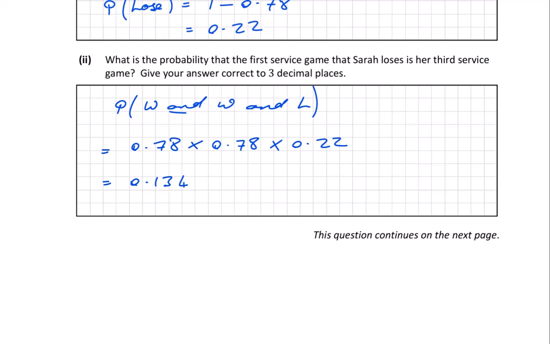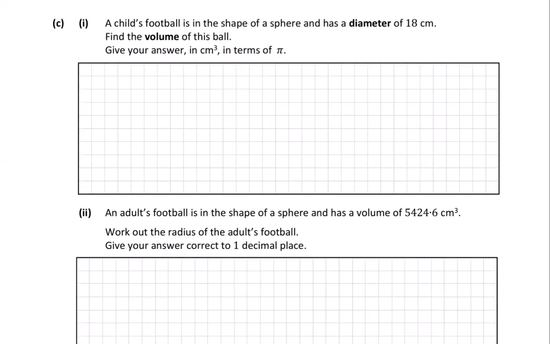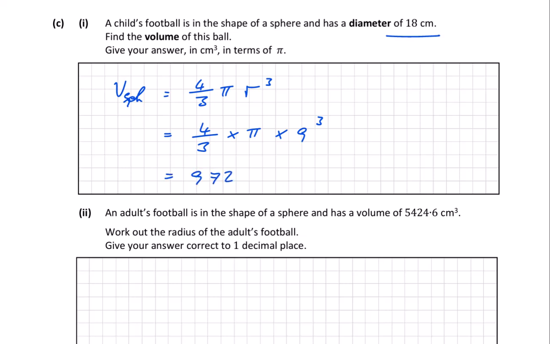A child's football is in the shape of a sphere and has diameter 18 centimeters. Find the volume of this ball. Okay, so the volume of a sphere is 4 over 3 pi r cubed. We've got to give our answer in terms of pi. So it's 4 over 3 times pi times the diameter is 18, so the radius must be half that, which is 9. We've got to cube that. So in terms of pi, it's going to be 972 pi, and that's centimeters cubed.